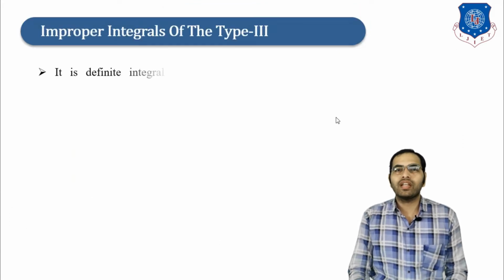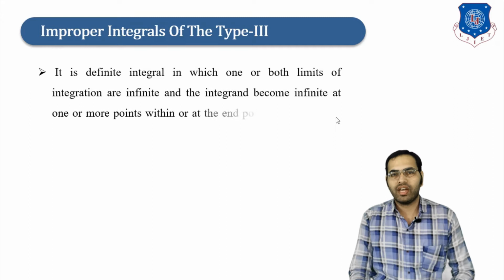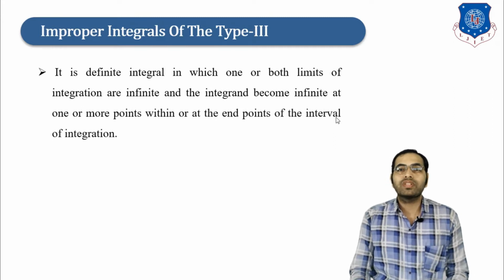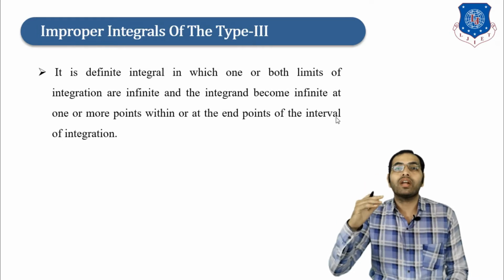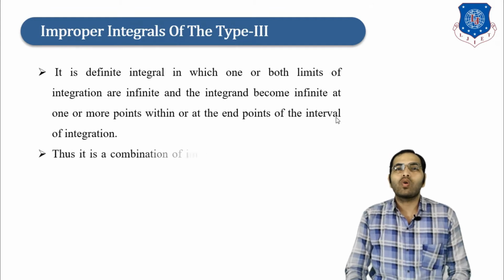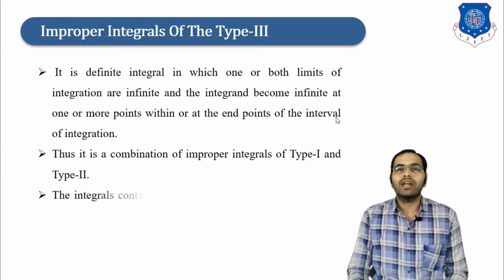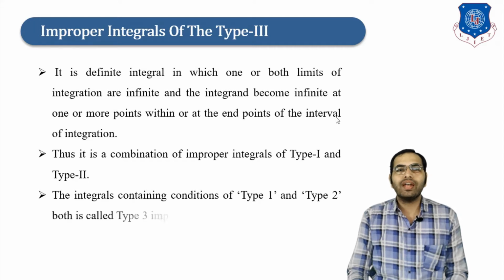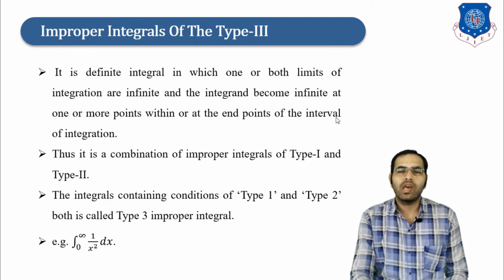It is a definite integral in which one or both the limits of integration are infinite and the integrand becomes infinite at one or more points within or at the endpoints of the interval of integration. That means it is a combination of the improper integral of type 1 and type 2. The integral containing the conditions of type 1 and type 2 both is called type 3 of the improper integral. Let's see one example based on type 3.